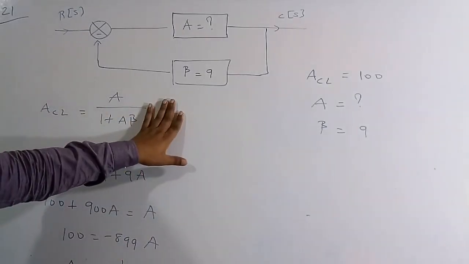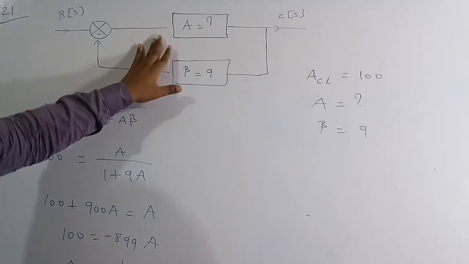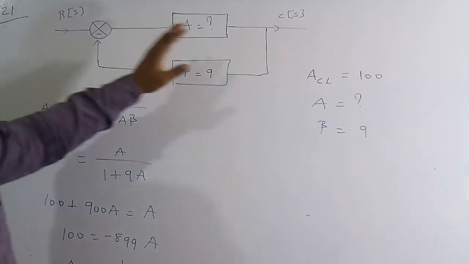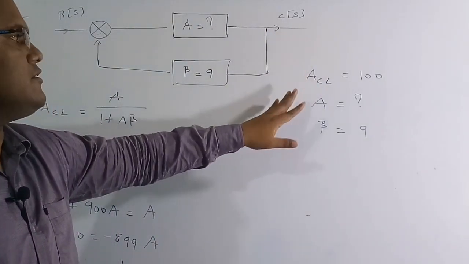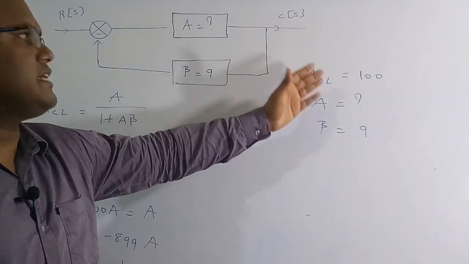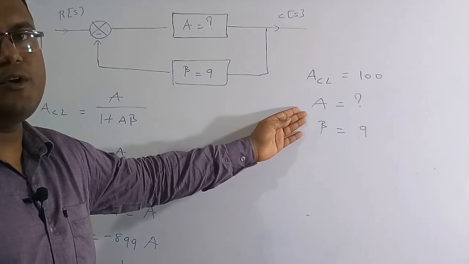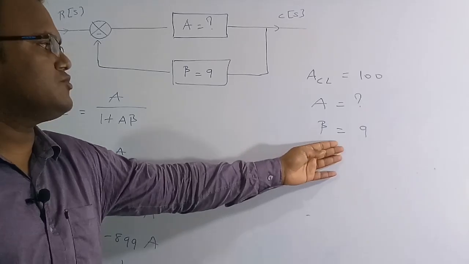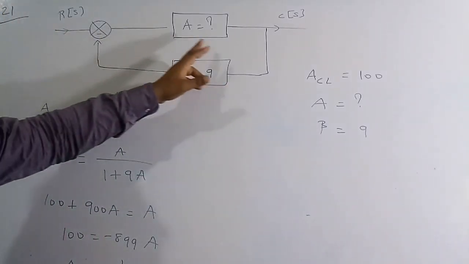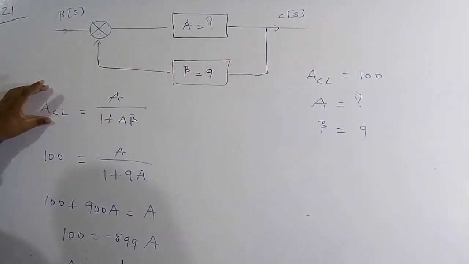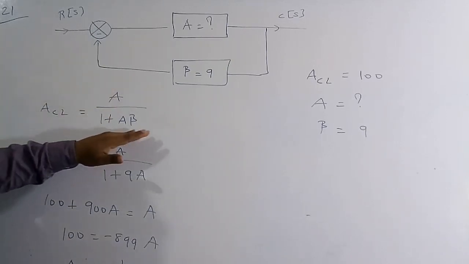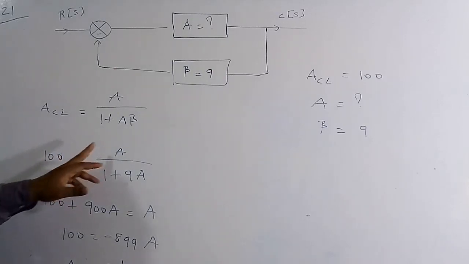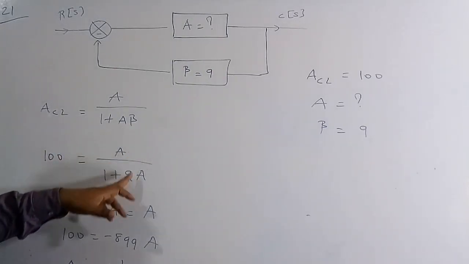So this is a negative feedback amplifier where A is called the open loop gain and beta is the feedback factor, which is 9, and the input is R of S and the output is C of S. The closed loop voltage gain is 100, and we have to find the open loop voltage gain, meaning A, and the feedback factor beta is equal to 9. As this is negative feedback, the overall voltage gain will be A by 1 plus A into beta. Therefore here ACL is 100, A we need to figure out, and beta we know is 9.